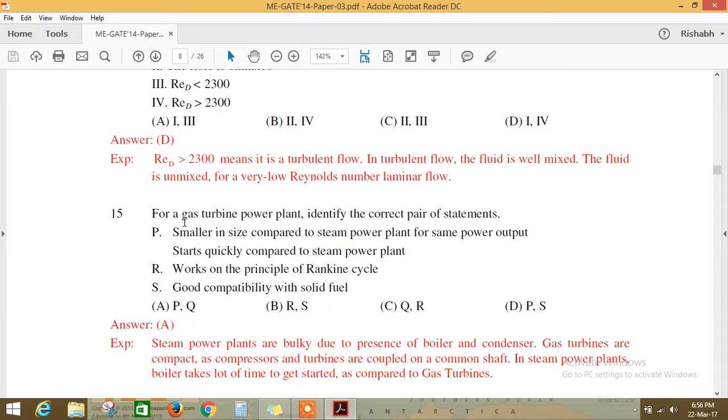So which of the following statements are correct? We can say a gas turbine power plant is smaller in size compared to a steam power plant for the same power output. It's absolutely correct. It also starts quickly because there is no boiler in a gas turbine power plant. Then, works on the principle of Rankine cycle and good compatibility with solid fuel.